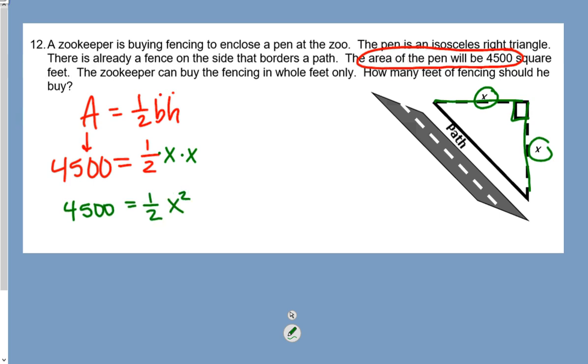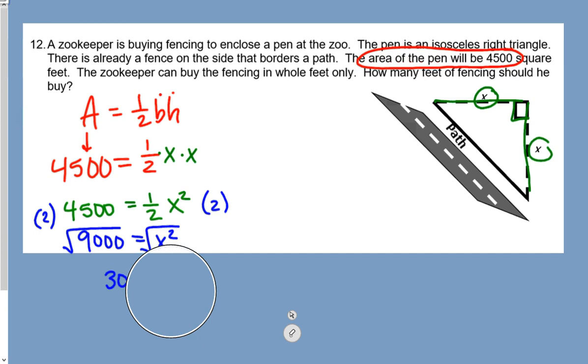Well, here's the quadratic equation that now I can work backwards and solve. So to get rid of the 1/2, I'm going to multiply both sides by 2. So I've got 9,000 equals x squared. At this point, all I have to do is take the square root of both sides. And I'm going to get 30 equals, no, that's a lie. I think it's 30, but it's really not. That would be 900. I get a decimal, just calculating.